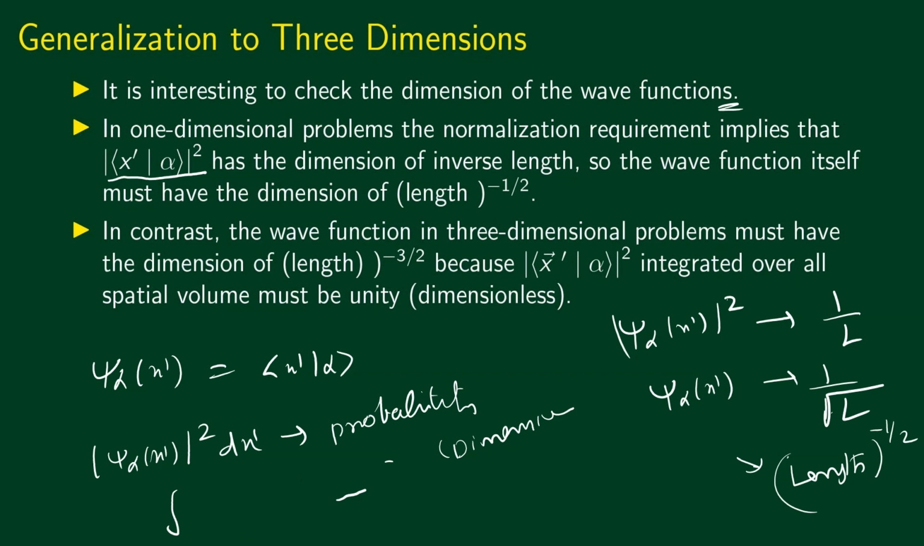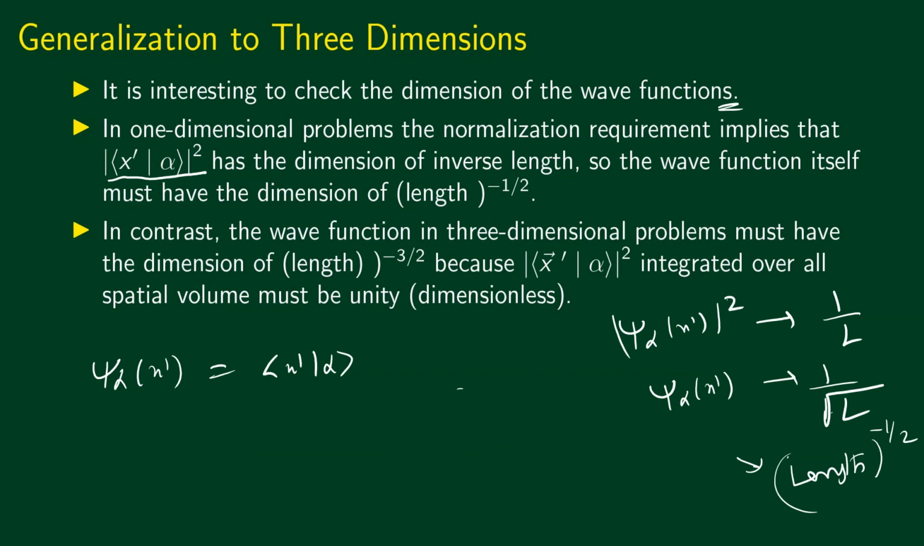All right. Now we could easily generalize this to 3 dimensions. If you look at 3 dimensions, we have psi alpha of x vector prime is equal to bra x vector prime ket alpha. Again, we have the concept of normalization, because we need the probability interpretation.